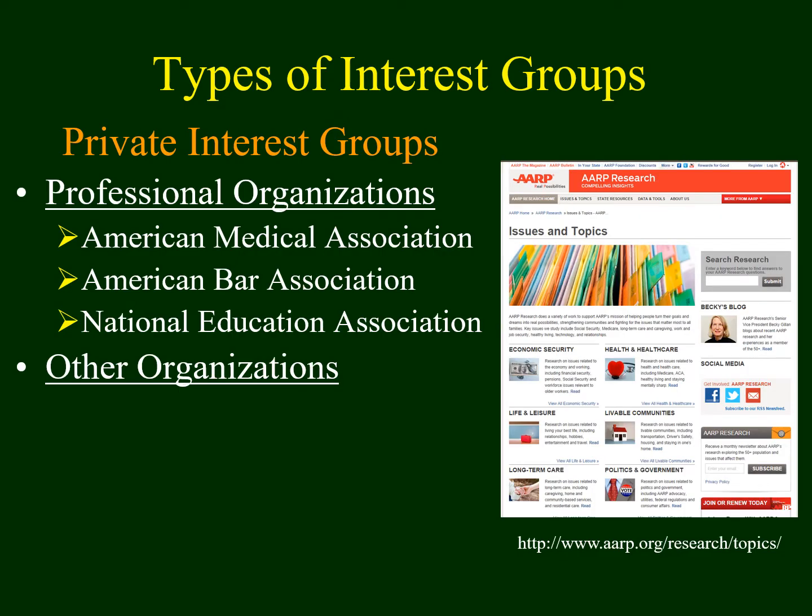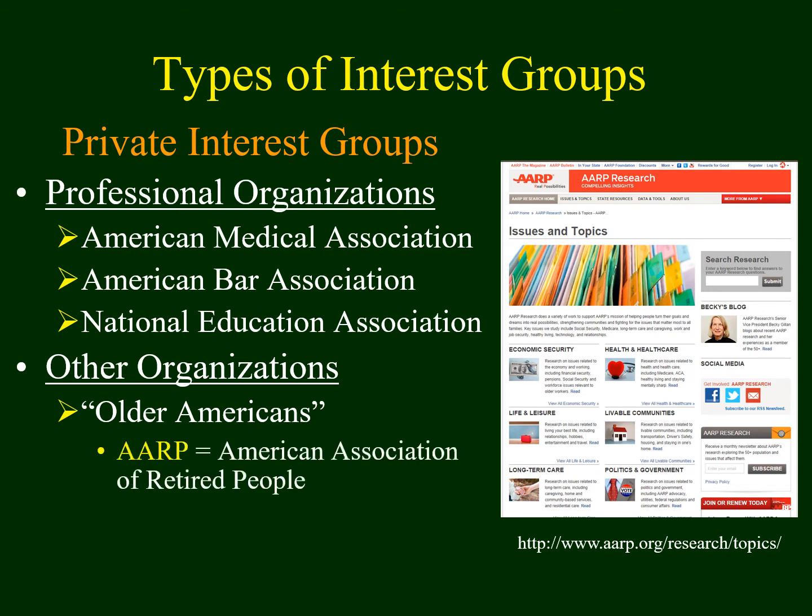There are many other organizations as well. Many older Americans belong to an organization called AARP, or the American Association of Retired People. On the right, you see their website. You see some of the specific topics that they're interested in: economic security, health and healthcare, politics and government, long-term care. So they lobby the government on many issues involving older Americans.